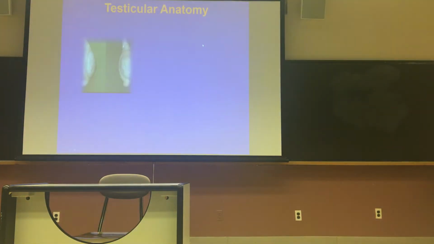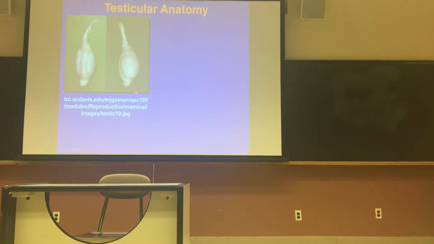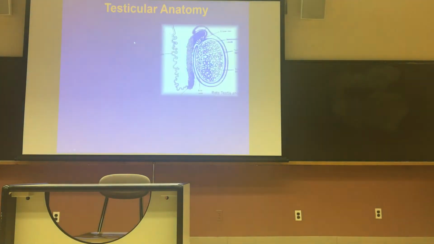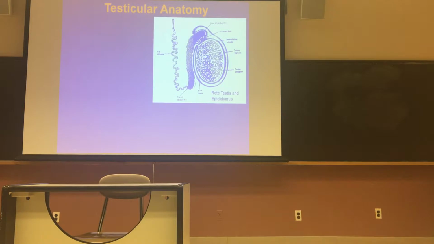All right. Testicular anatomy. This one I think I've gone over partially before. This is just a dissected testis, showing you the epididymis surrounding it, a bit of that fat pad, and the vas deferens extending up toward the abdomen. The testis itself is organized in this manner.